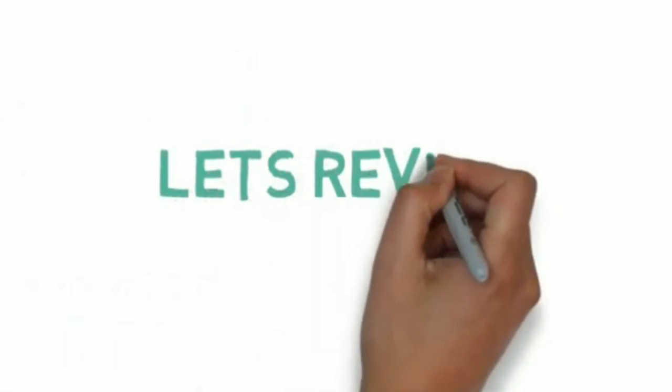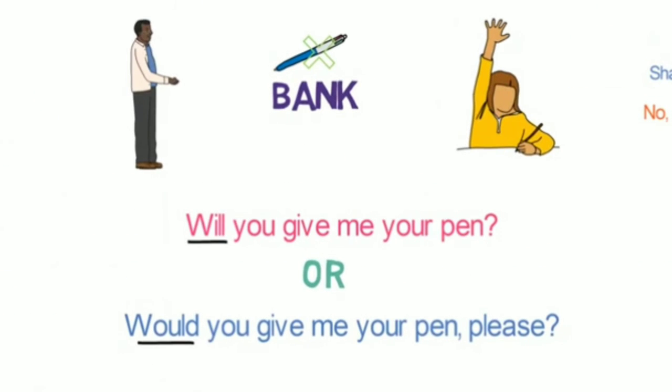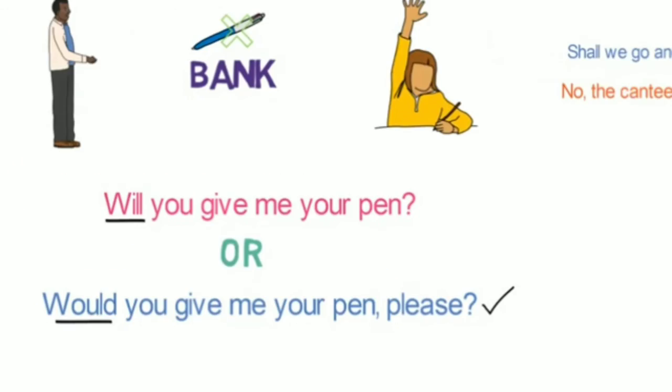Let's quickly revise what we learned in this lesson. At the beginning of the video, I asked you a question. Which sentence is correct? Will you give me your pen? Or would you give me your pen please? As we are talking to a stranger, we have to be more polite. So the correct sentence will be, would you give me your pen please?